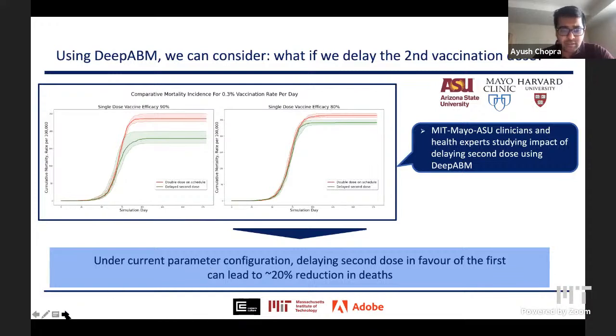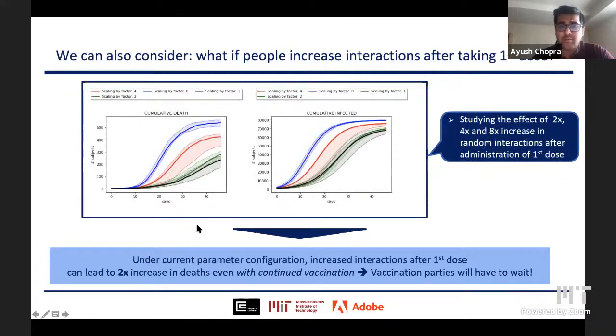Apart from clinical considerations, DeepABM can also be extremely valuable for social messaging. For instance, the last year has been hard on everybody, and we're eagerly waiting for vaccination so that we can go back to our daily lives. So we wanted to study what if people increase interactions immediately after taking the first dose. To analyze this, we studied the effect of 2x, 4x, and 8x increase in random interactions after the first dose is administered. And we realized that there is a chance of significant increase in deaths, nearly 2x, even with continued vaccination. So vaccination parties will have to wait.